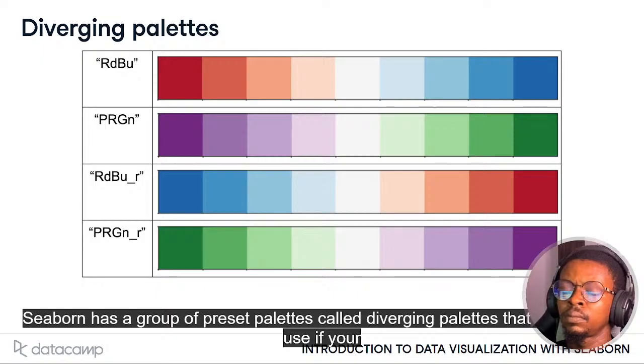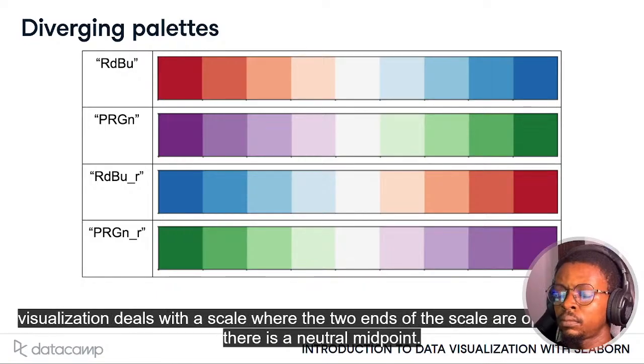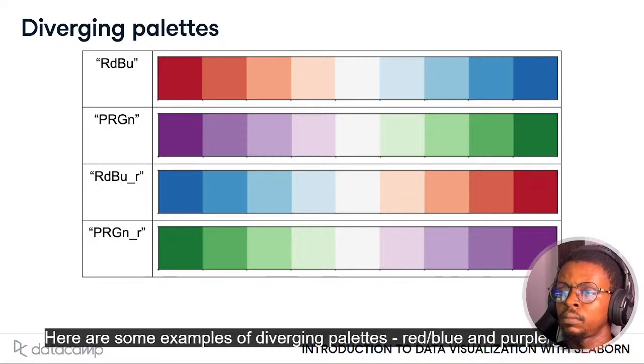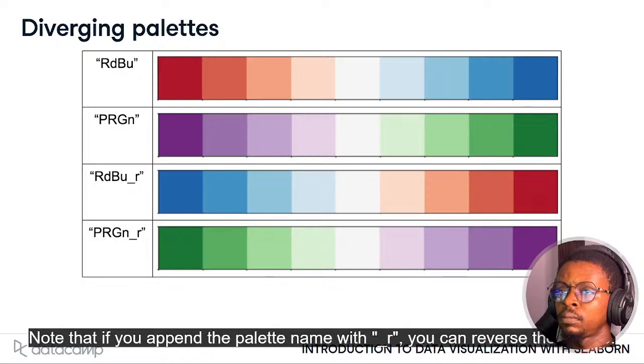Seaborn has a group of preset palettes called diverging palettes that are great to use if your visualization deals with a scale where the two ends of the scale are opposites and there is a neutral midpoint. Here are some examples of diverging palettes: red-blue and purple-green. Note that if you append the palette name with _R, you can reverse the palette.